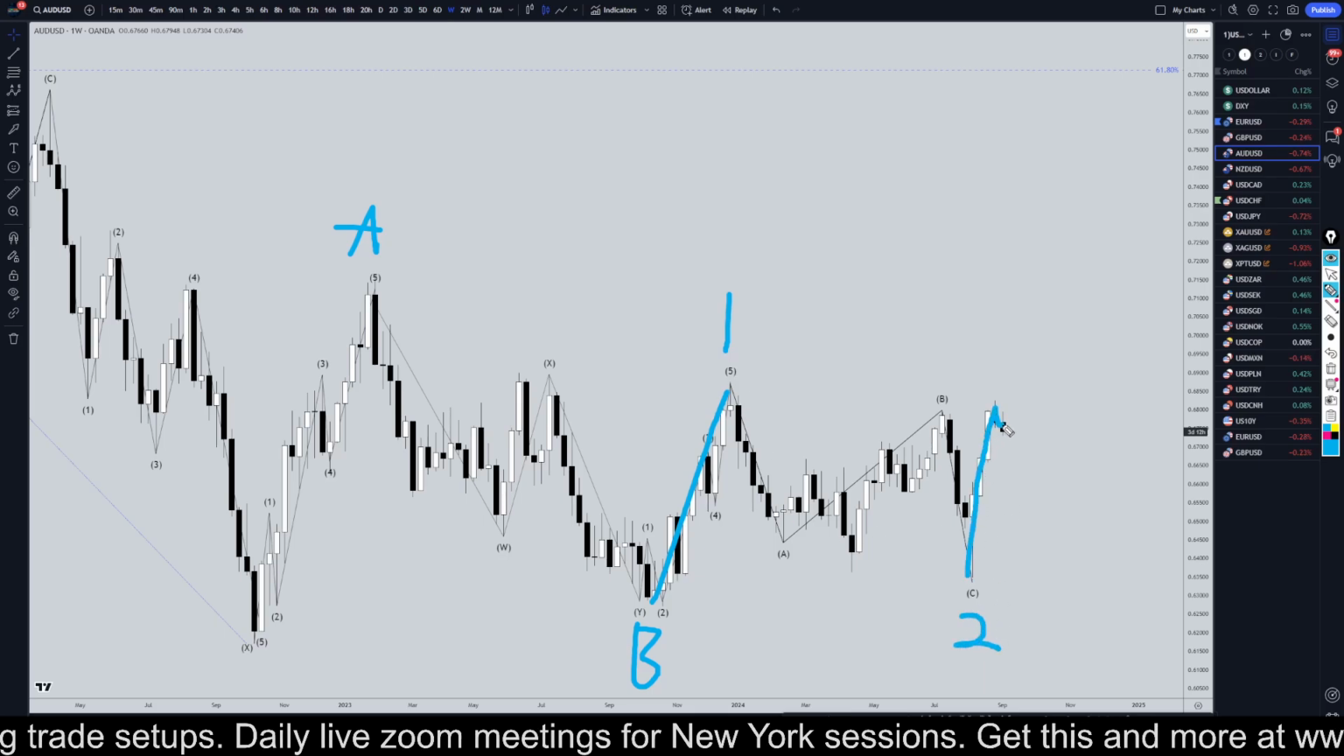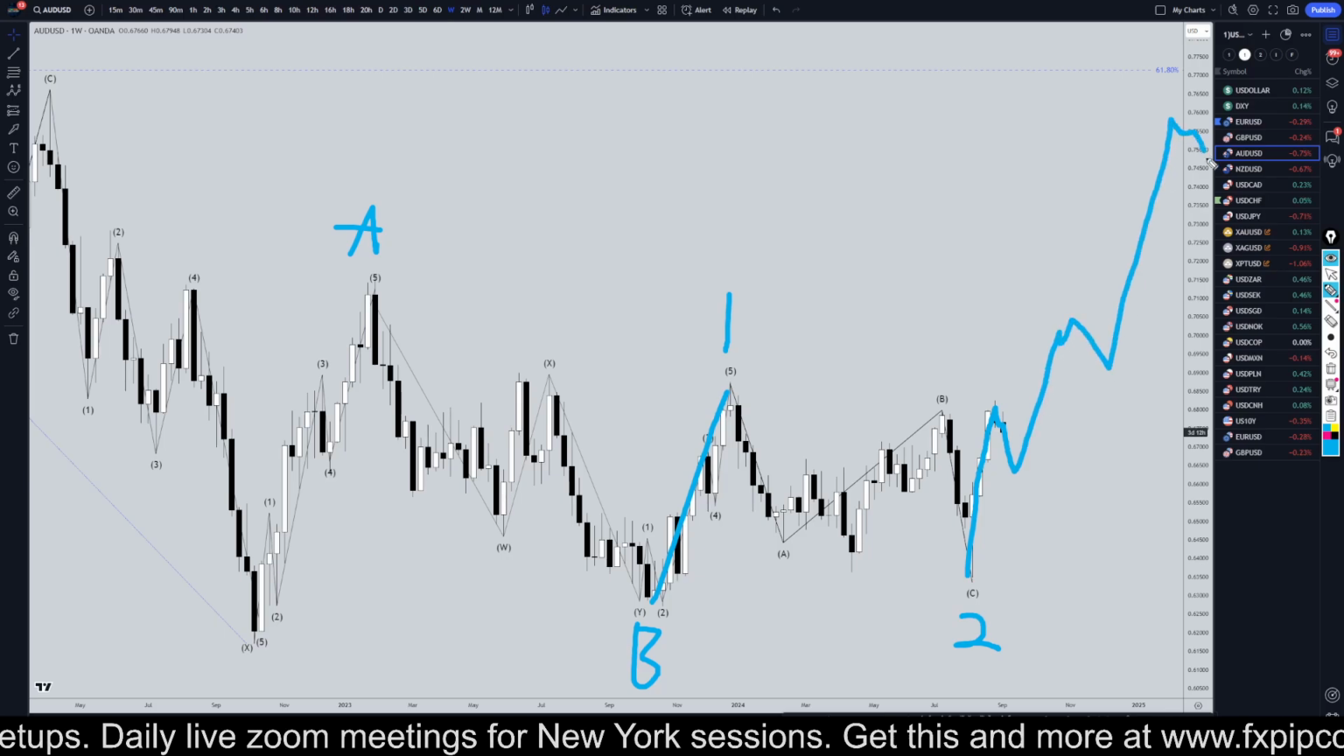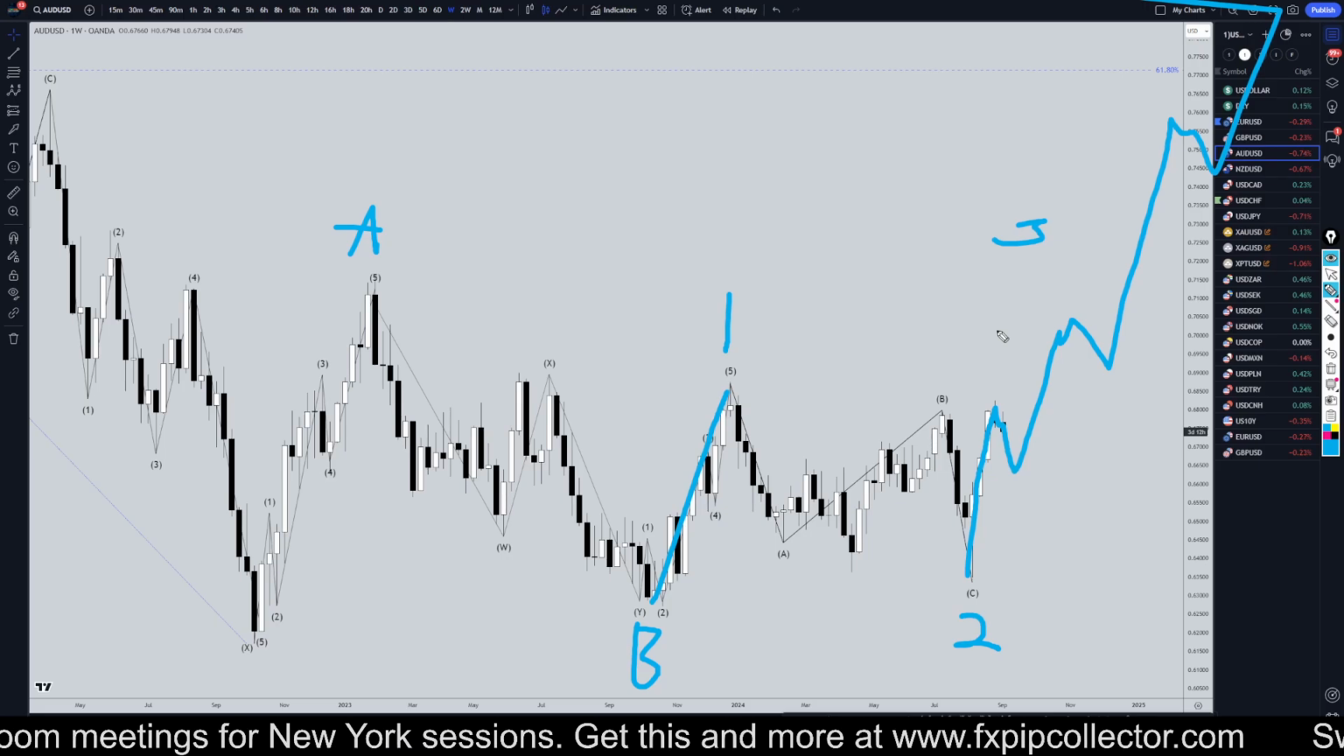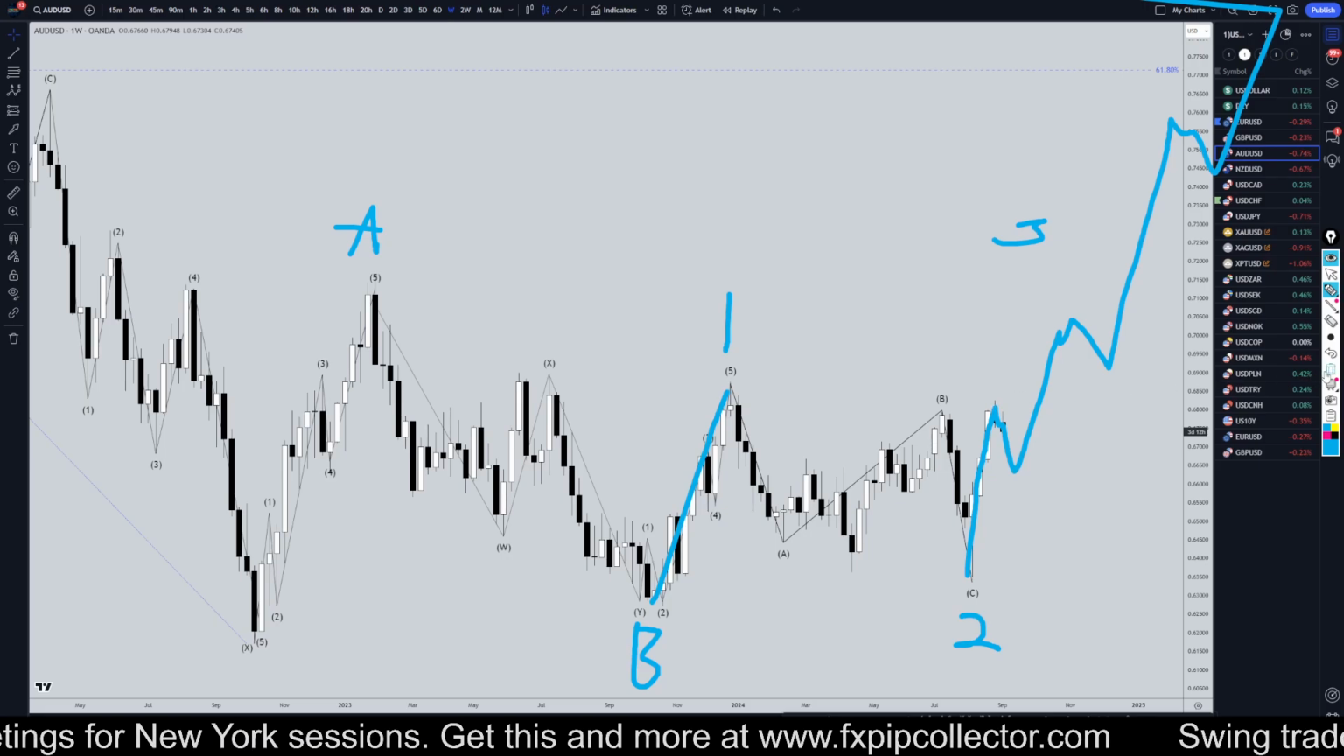And yeah, there's definitely going to be plenty of pullbacks, I'm sure, along the way. But I think that we are in a wave 3, which on the higher time frames, like the weekly, should continue to make those higher highs and higher lows.